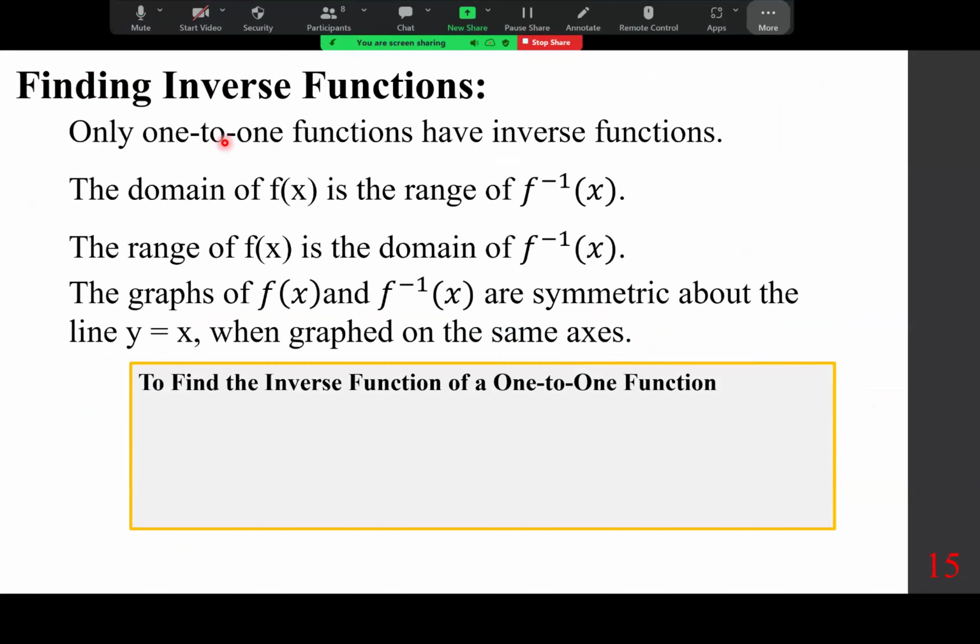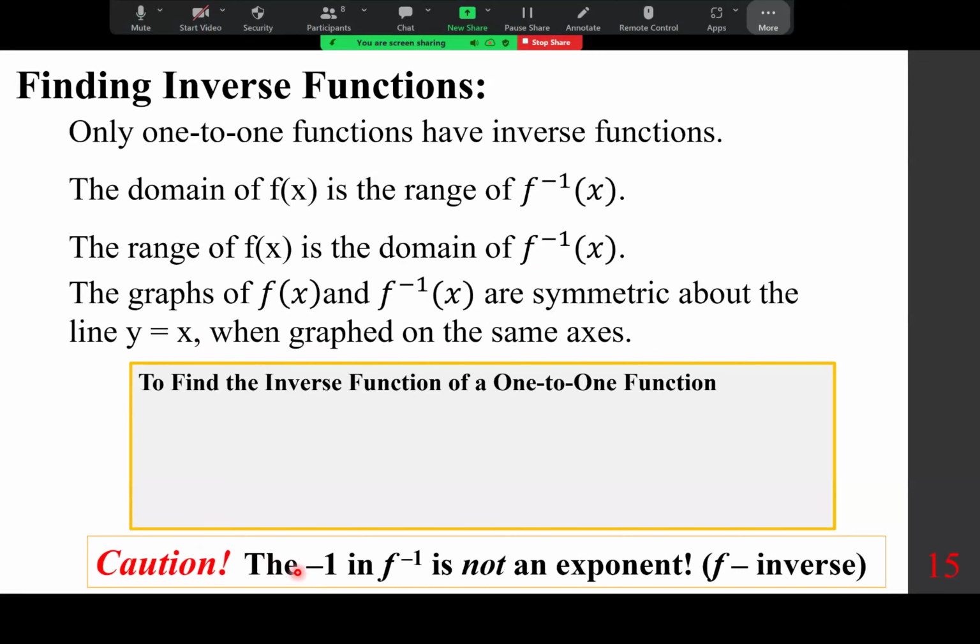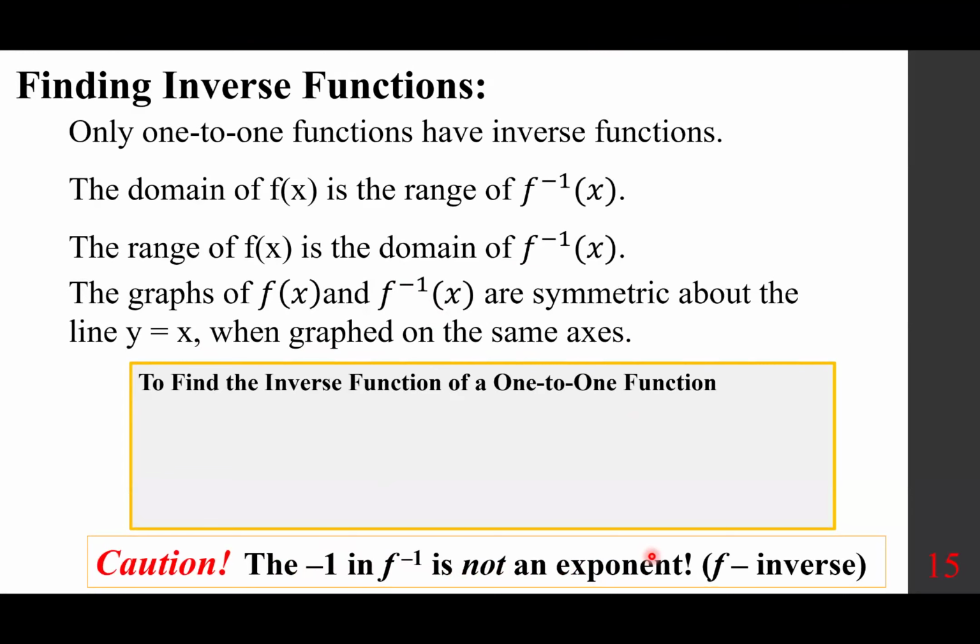Finding inverse functions: only one-to-one functions have inverse functions. The domain of f of x is the range of f inverse. The range of f of x is the domain of f inverse. The graphs of f of x and f inverse are symmetric about the line y equals x when graphed on the same axis. To find the inverse function of a one-to-one function, first, remember, this is important, this -1 here is not an exponent. It is read f inverse. We've mentioned that. I just thought it's worth mentioning again, so that we don't make that mistake.